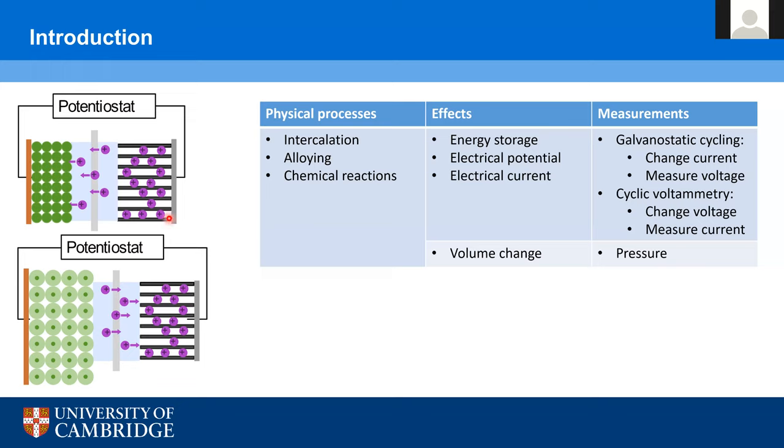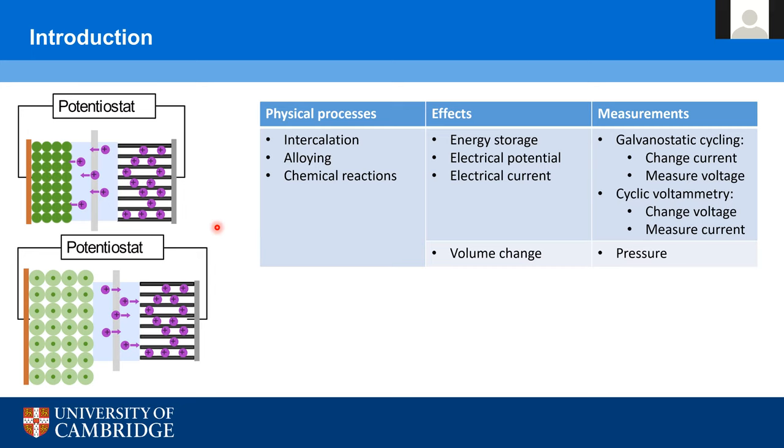Typically that consists of a two-electrode cell, usually in a coin cell format, where we have an anode and a cathode. By applying either a fixed current or stepping through voltages and measuring the resulting changes in voltage or current, we can track the electrochemical processes going on within the battery. During charging and discharging, lithium ions travel back and forth and shuttle between the anode and the cathode. By measuring changes in voltage, we can look at the physical processes going on and try to get an understanding of the different reactions going on within the batteries.